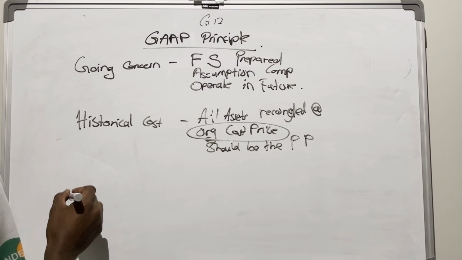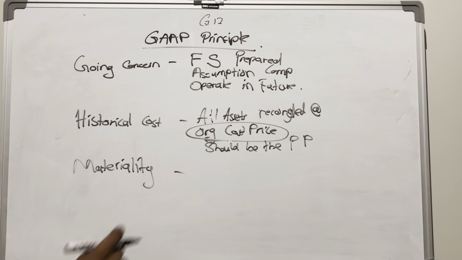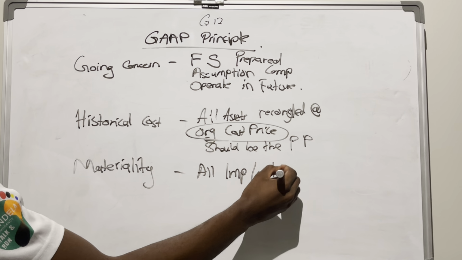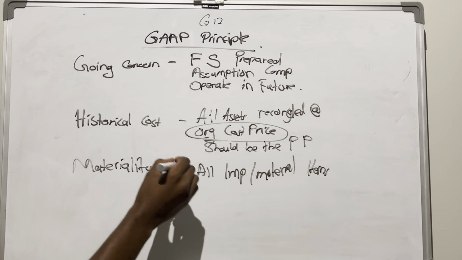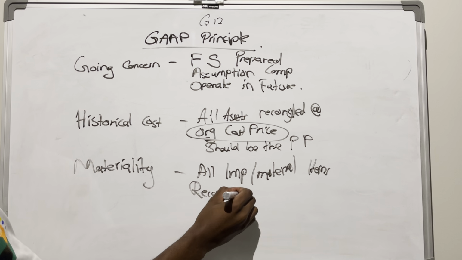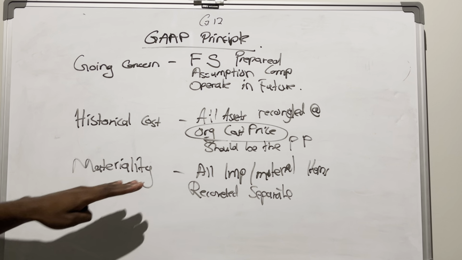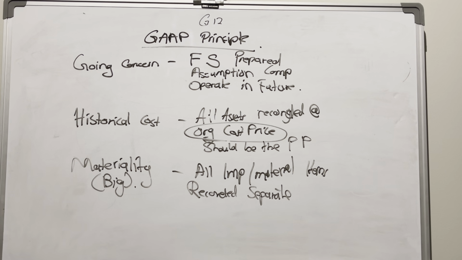We also have materiality. What does materiality say? It says that all important or material items should be recorded separately. Why should they be recorded separately? Because they are material items. It means they are big numbers, huge expenditures or huge incomes. Huge expenditures such as your director's fees.